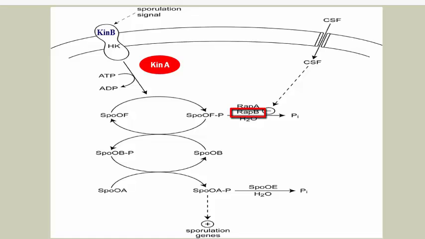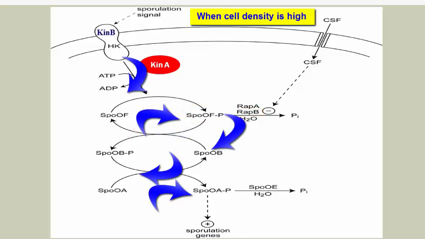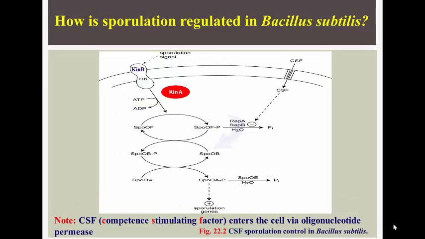RapB prevents Spo0F-P dephosphorylation. When cell density is high, the secreted CSF pheromones return back into the cell and inhibit the RapB protein, which is a phosphatase that prevents Spo0F-P dephosphorylation. This allows the phosphorelay cascade to happen, which ultimately leads to the expression of the sporulation genes.